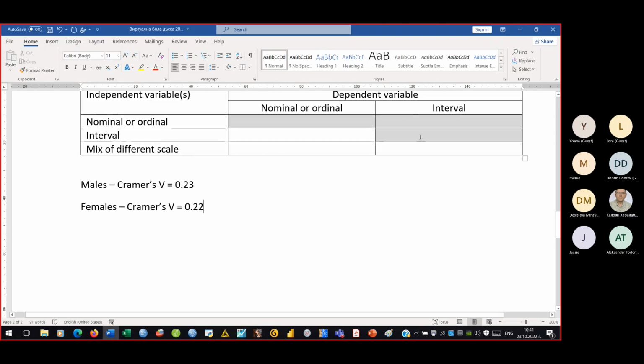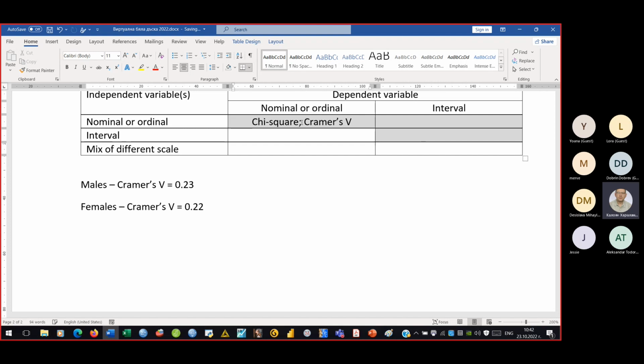And then we will continue with the next combination. But here I will write chi square as a method for testing of hypothesis, and Cramer's V as coefficient for the strength of relation.